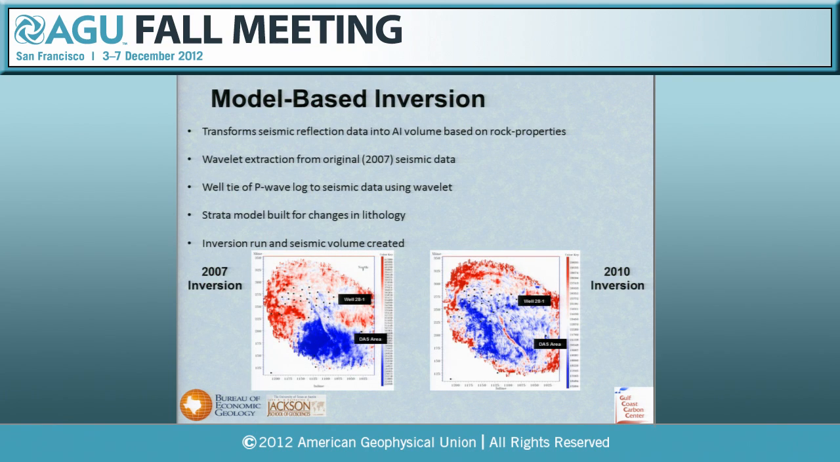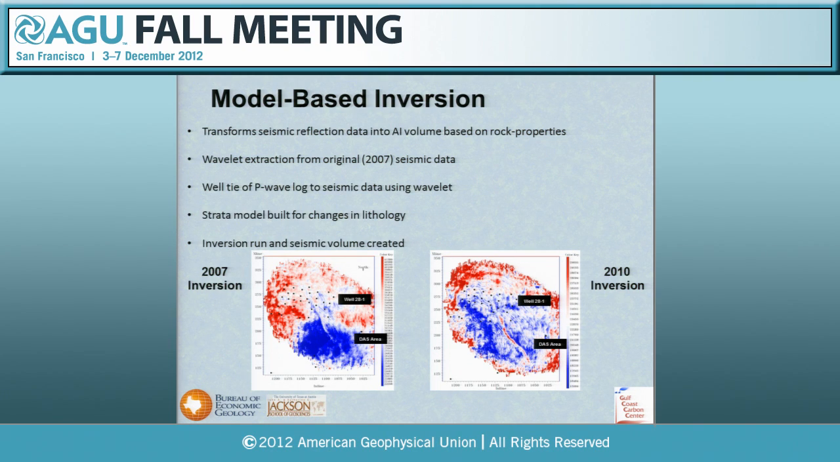From there, I created a model-based inversion, which transforms seismic reflection data into an acoustic impedance volume based on the rock properties we had available at the well. I extracted a wavelet from the original 2007 data set and then did a well tie of the P-wave log from the 28-1 well to the seismic data using the wavelet. I then built a strata model based on the changes in lithology and ran the inversions for both the 2007 and 2010 data. This is the result from the 2007 data, and this is the result from the 2010.